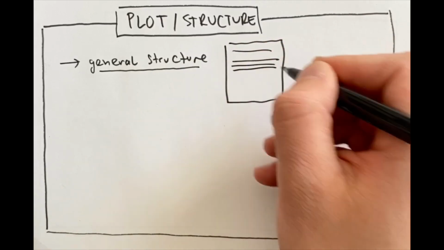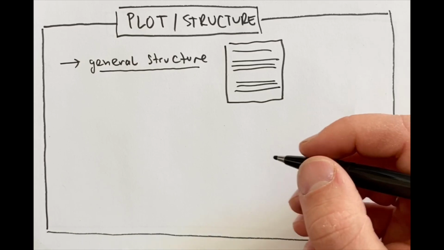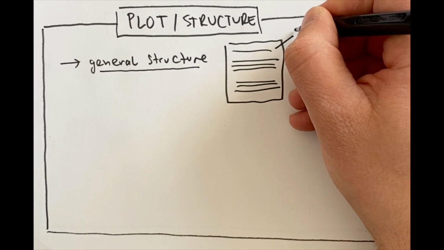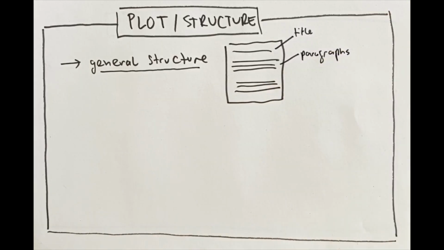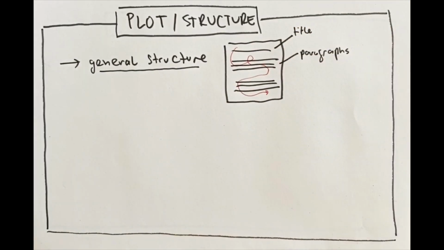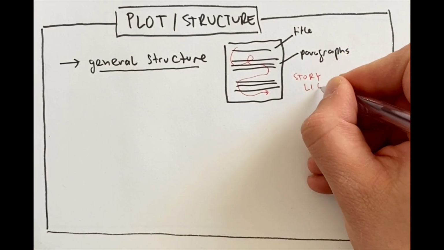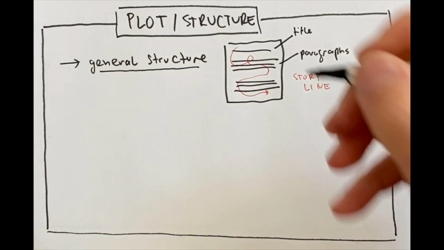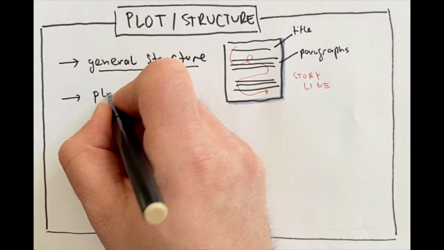In the analysis, you could also be asked to have a look at the plot structure, or sometimes it's also called the structural devices. So let's start with the general structure. Is there a certain title or catchy title? Are the paragraphs designed in a certain way? Is there a story line that is represented here that kind of follows through the paragraphs?